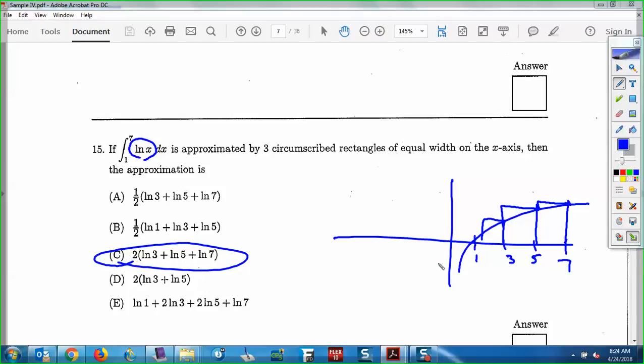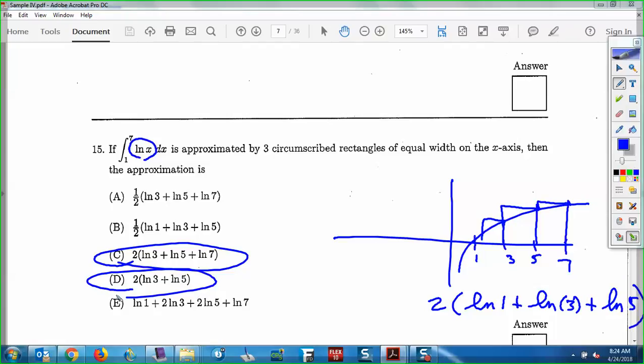Now, what would inscribed have been? If it had said inscribed rectangles, it would have been ln 1, ln 3. Here's another one that's interesting. Look at that answer right there. ln 1 is 0, right? Sometimes you run into that. ln 1 is just 0, so you work it all out to get that. Well, ln 1 is 0, so they would leave that off. But if it was inscribed, that'd be your answer. Okay? All right?